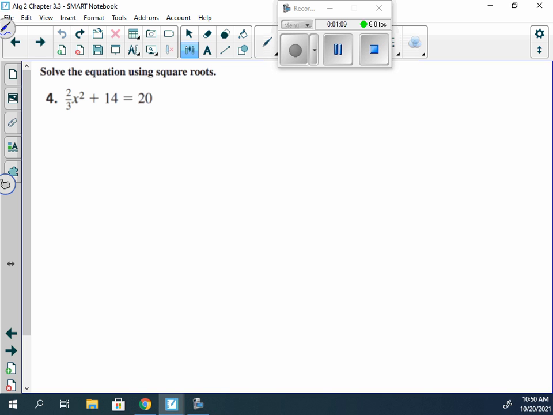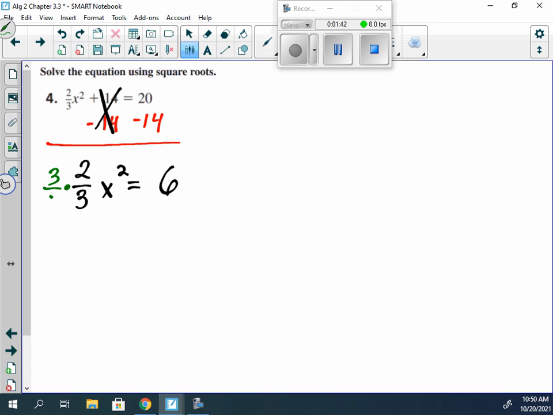So when we look at this here, we can do the square root method, and the first thing we need to do is get x squared by itself. So what can we do first? We can subtract 14 from both sides. When we subtract 14 from both sides, these will simplify to 0, leaving us with 2/3 x squared is equal to 6. We can divide both sides by 2/3 or multiply both sides by 3/2. It will give us the exact same answer.